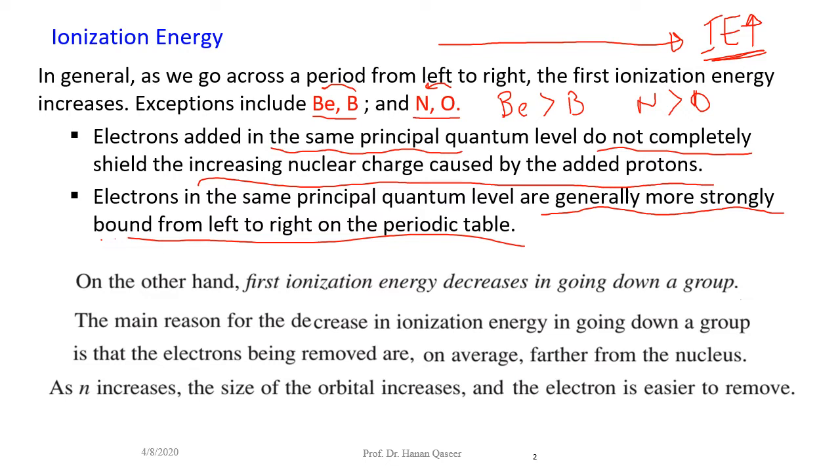Now, on the group: first ionization energy decreases going down in a group. From top to bottom in a group, ionization energy decreases because the size of the atom increases and the size of the orbital increases, so the electron is easily removed.